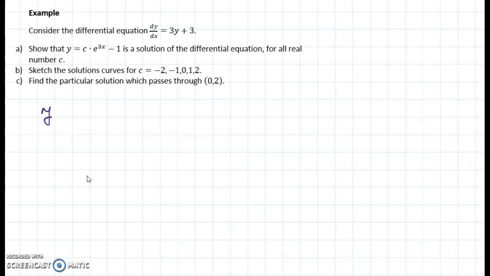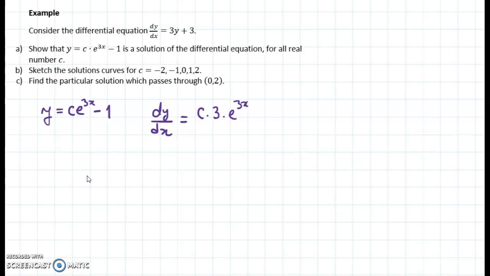So let me write it here again. The function is given by c times e to the 3x minus 1. This is the function y. We need to relate it to its derivative with respect to x. So let's consider the derivative of y with respect to x. We're going to have c times 3 times e to the 3x. I'm applying the chain rule, and then the derivative of negative 1 is 0.